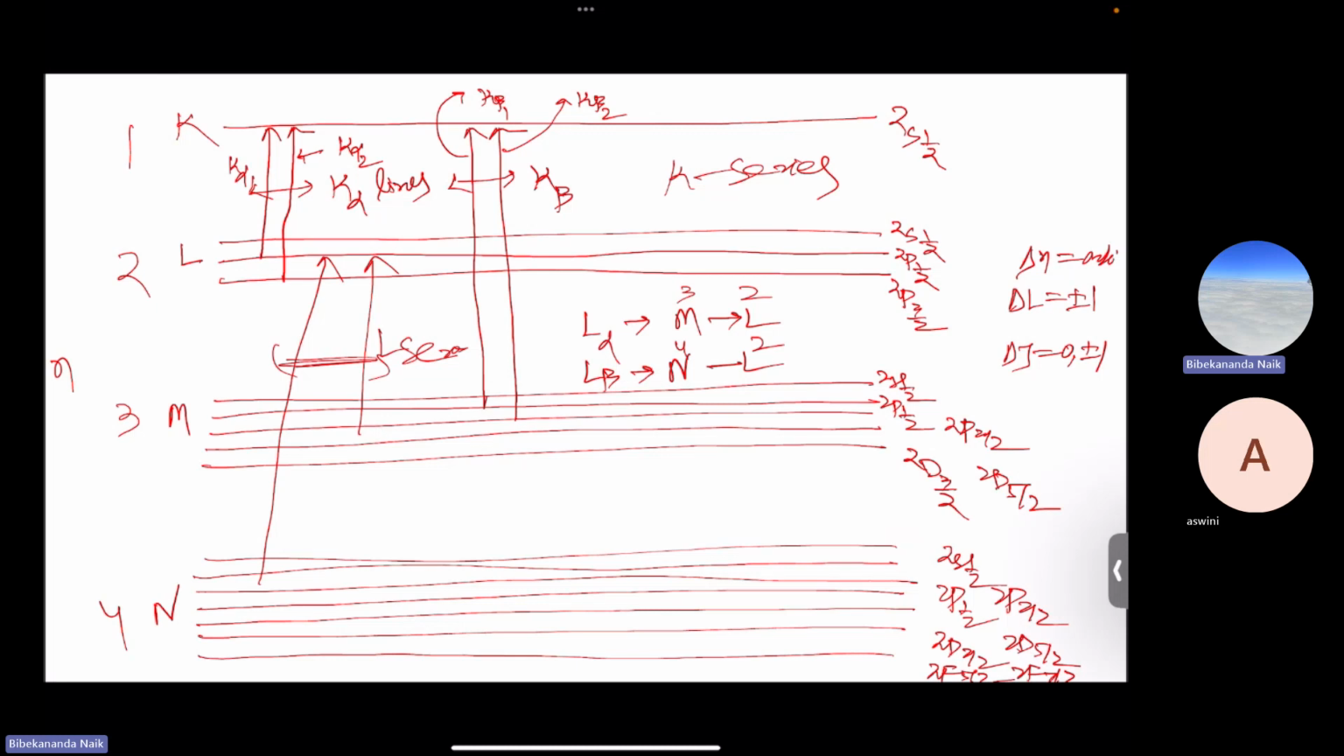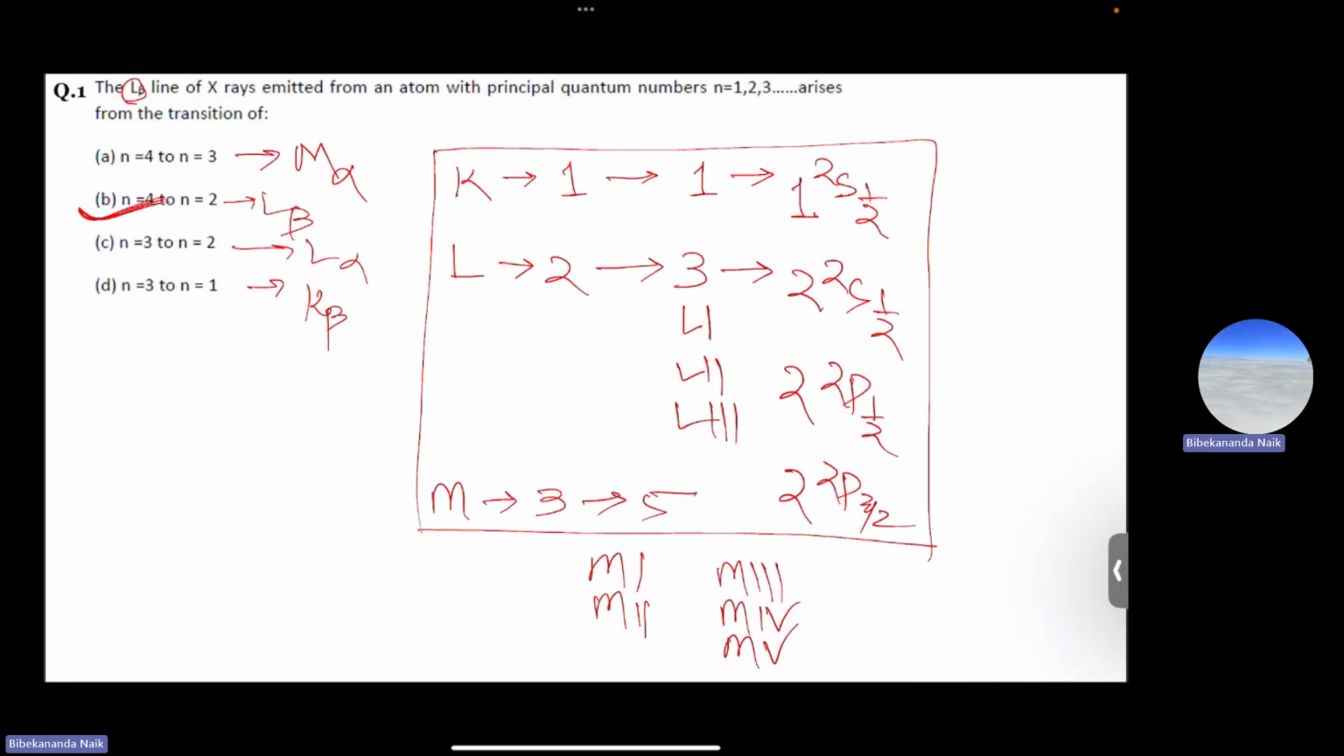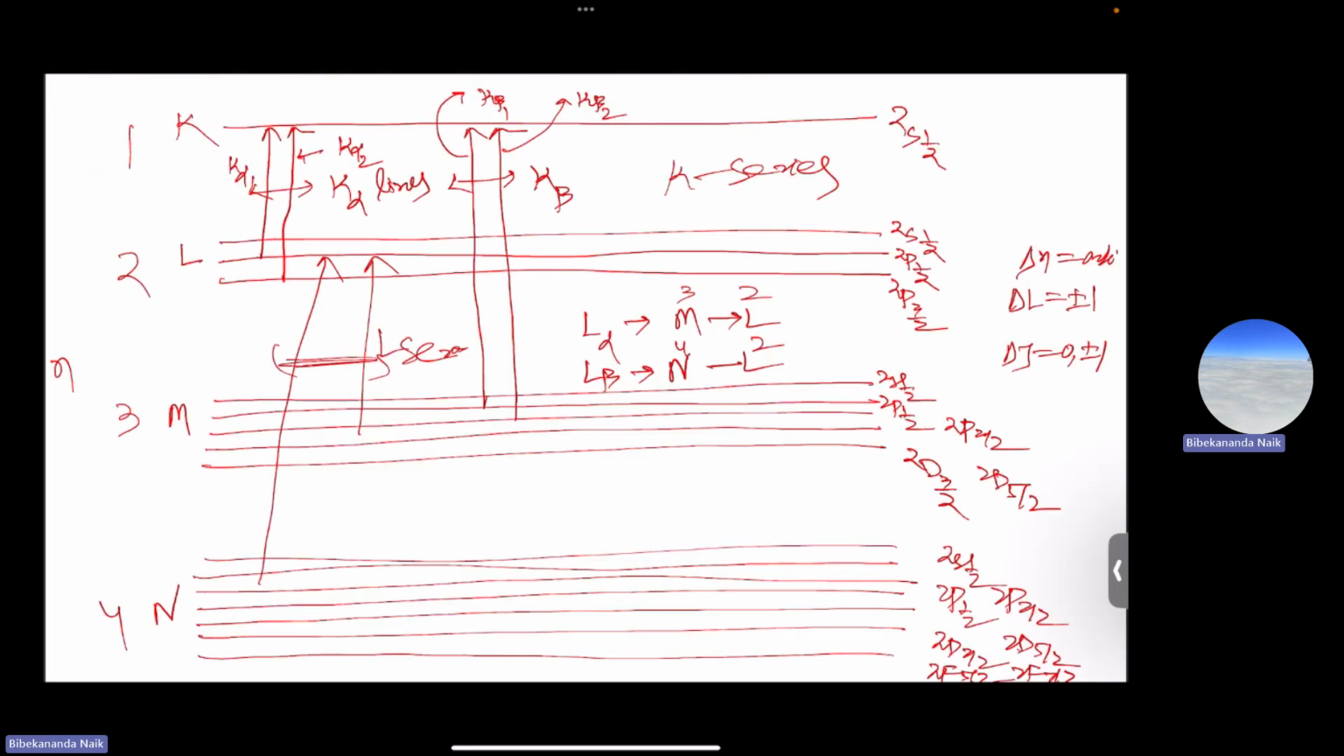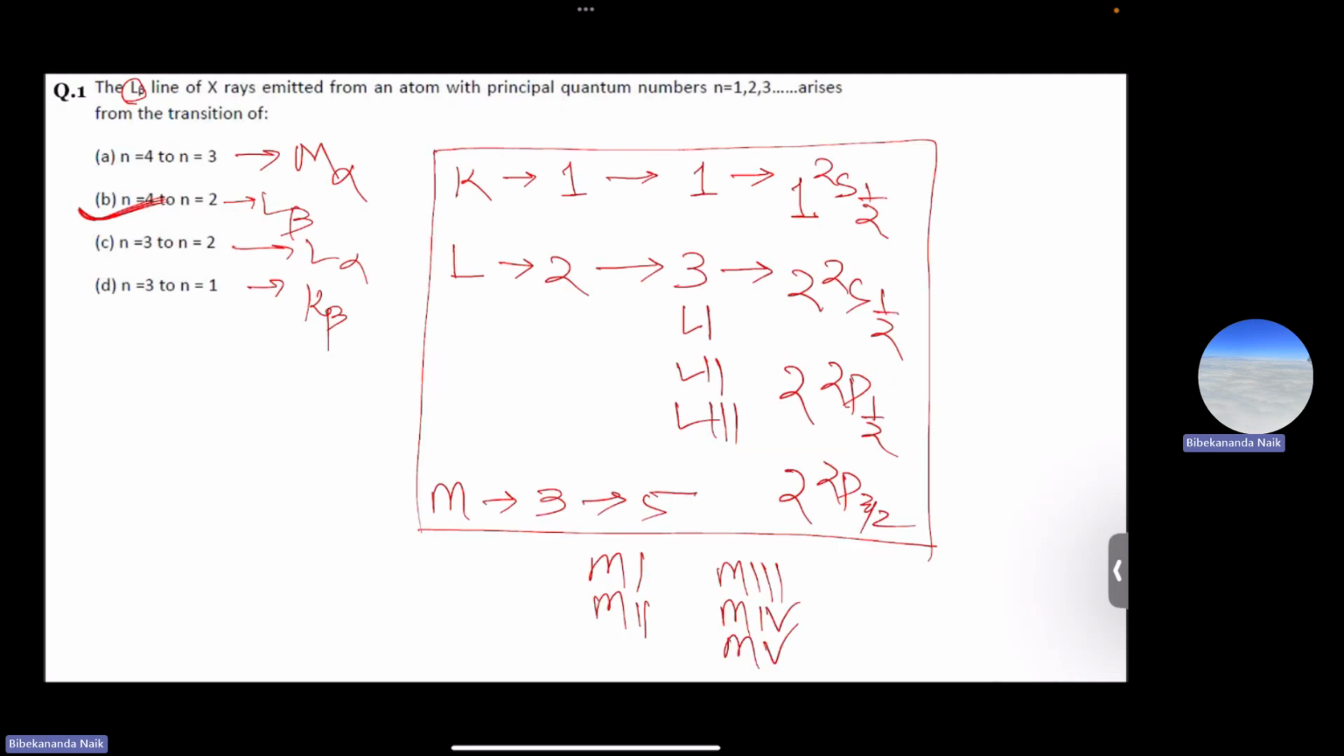Okay, so let me explain it once again. Here the question says, which transition will correspond to L beta lines of X-rays? If the transition occurs from n equal to 2 to n equal to 1, this is called K alpha. If the transition occurs from 3 to 1, this is called K beta. Similarly, for L, the transition from 3 to 2 will be called L alpha. A transition from 4 to 2 will be called L beta. So the correct option will be n equal to 4 to n equal to 2, that is option B.